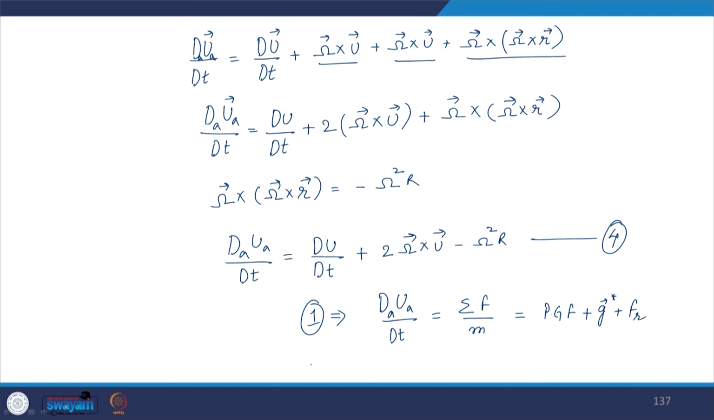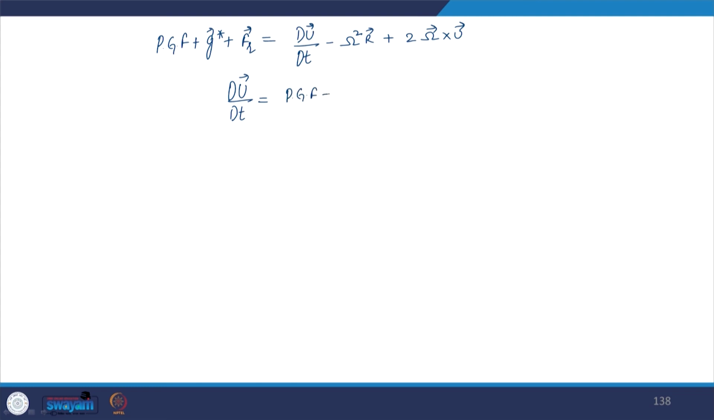If we substitute equation 1 into equation 4, what we can write is this PGF plus gravity plus the frictional force is equal to du by dt minus omega square r plus 2 omega cross u. Right. So, rewrite this equation as du by dt is equal to the pressure gradient force plus the gravity plus the friction minus 2 omega cross u plus omega square r, right.